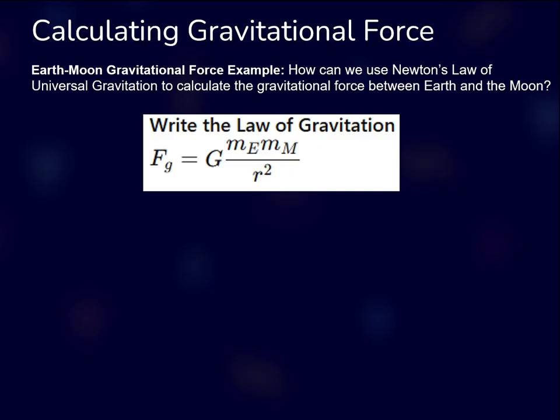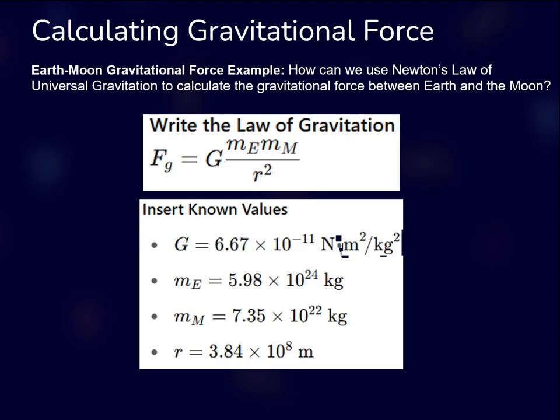How can we use Newton's law of universal gravitation to calculate the gravitational force between Earth and the moon? If we plug in the values that we know here, note that if you're going to do a calculation like this on a test, you will be given these values, or you can write them in your notes to be sure.